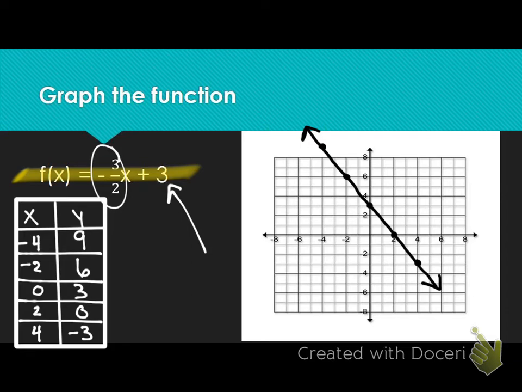My rise is negative. So from this point, once I plot it on my y-intercept, do I go up 3 or down 3? Down 3, and how many do I go over? Over 2. And look, ironically, there's a point already there. Down 3 over 2, there's already a point there. So you could plot these 2 points, draw your line through, and you graph the exact same function.